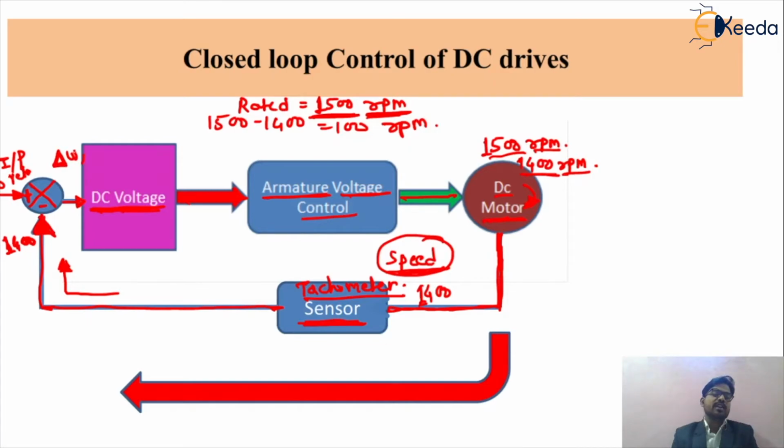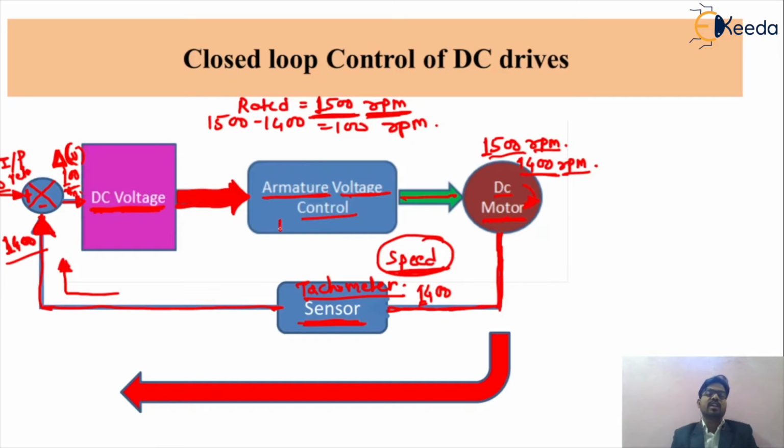The error signal of your speed: the reference speed is 1500, the sensed speed is 1400. So the error, that is del omega, is 100. So that 100 rpm speed error will be given to your DC drive. Depending upon this 100 rpm, the error will be given to your armature voltage control technique. So what will happen in an armature voltage control technique?